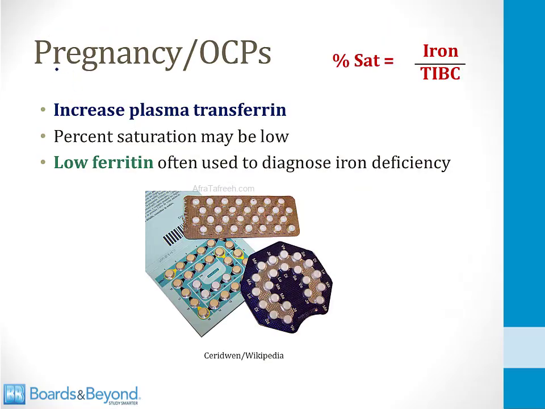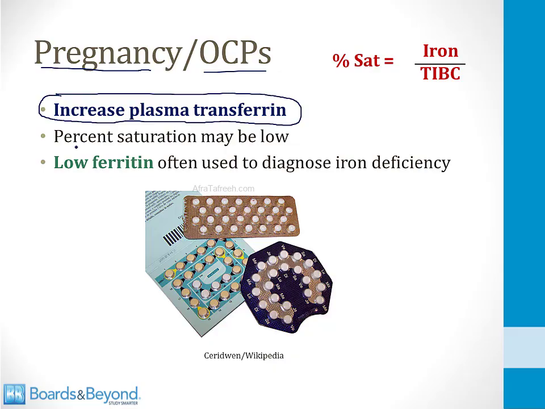Let me pause and make a side point here about pregnancy and oral contraceptive pills. Both pregnancy and OCPs can increase the plasma transferrin level. This means that the transferrin saturation may be low among women who are pregnant or women taking OCPs. Remember that the percent saturation is equal to the iron level divided by the TIBC, and the TIBC is a marker of the transferrin level. So when the transferrin or the TIBC goes up, that will make the percent saturation low.